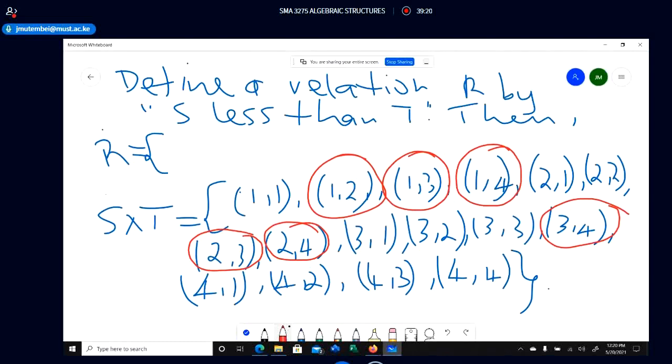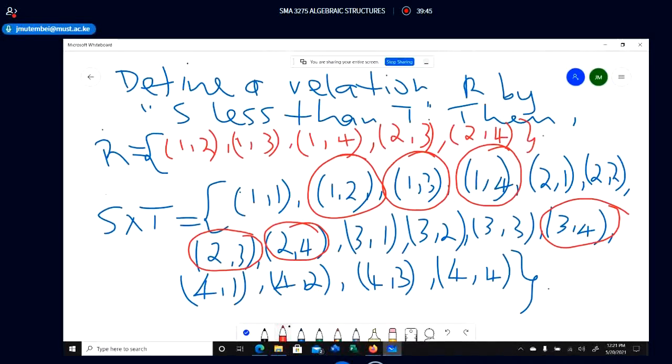So my relation R will comprise of these pairs: 1, 2, 1, 3, 1, 4, 2, 3, 2, 4, and then sorry, this one more that I'm leaving out, 3, 4. So those are the pairs that are found in R, where the relation R is S is less than T. And you can see all these are a subset of S cross T. You can find all of them in the Cartesian product of S and T.